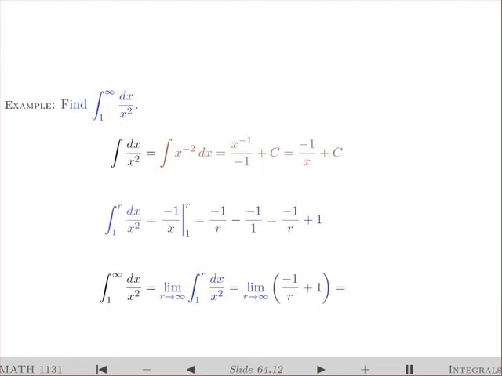The third step is to actually do the limit. R appears only in the denominator. As r goes to infinity, 1 over r goes to 0. I get 0 plus 1, or just 1.